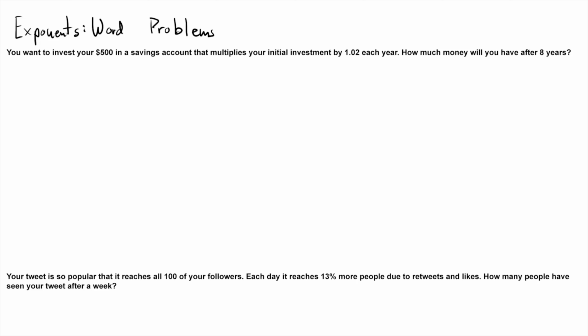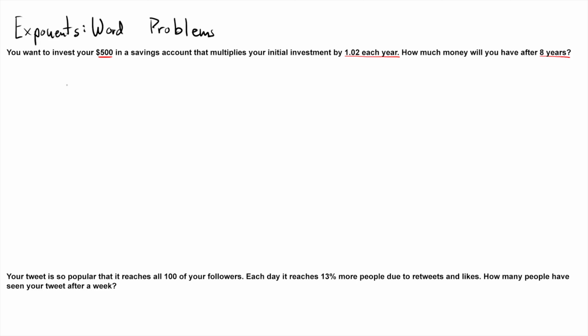We have some sort of initial amount of $500, and we know that that initial amount of $500 is being increased or multiplied each year by a factor of 1.02. Okay, and we also know that we have 8 years, so we want to know how much money we'll have after 8 years. So how can we write that in a mathematical formula? Well, we can think about it kind of logically. We have our $500, it's increasing by 1.02 each year, and we have 8 years.